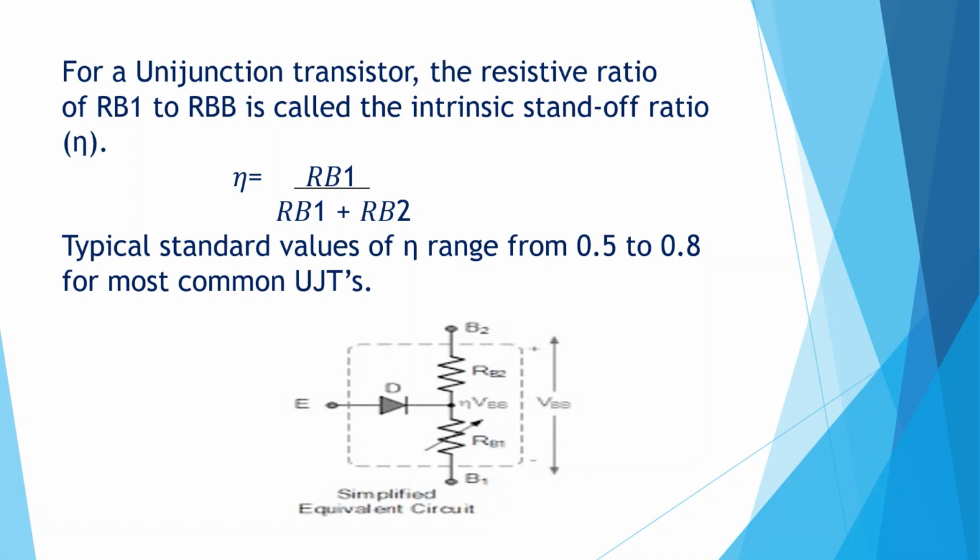If the voltage across the emitter is less than that potential, the UJT will be in the off state. And if the voltage across the emitter exceeds the potential across RB1, the UJT will be fired, or turned on, or you can say the current will be flowing through the unijunction transistor.